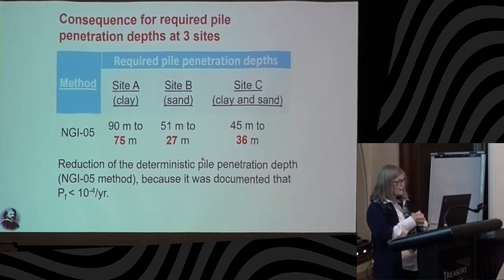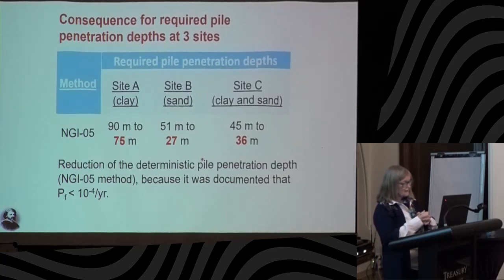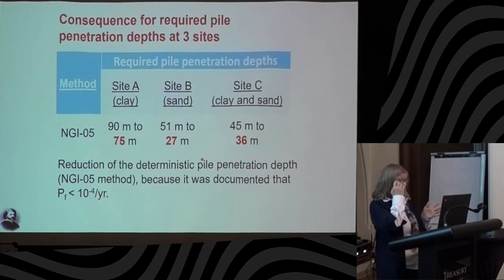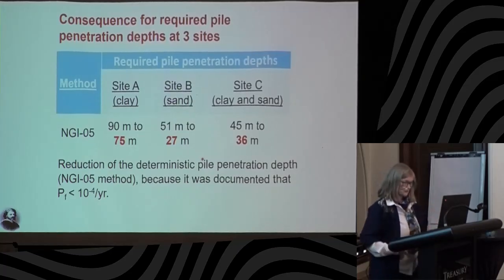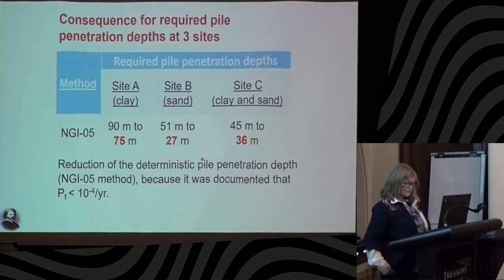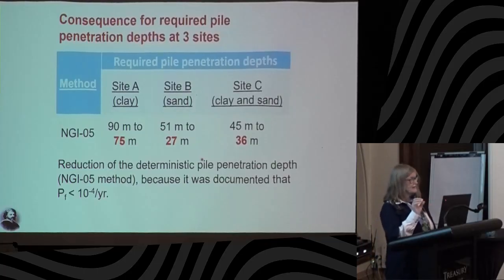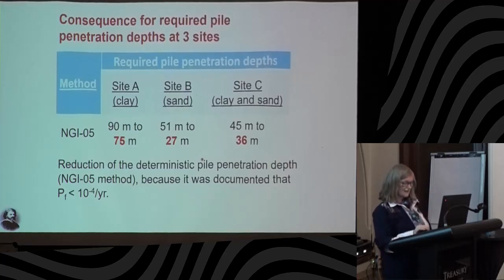The consequence for the required pile penetration depth at the 3 sites: for the clay site, the pile length could be reduced from 90 to 75 meters. At site B, 51 to 27 meters, it was half in the sand, but that's because usually one used the API method, which is much too conservative. And then site C, a mixture of clay and sand, the reduction was much less, but I think it's because of the compensation of the errors and the uncertainties in clay and sand, 45 to 36 meters.